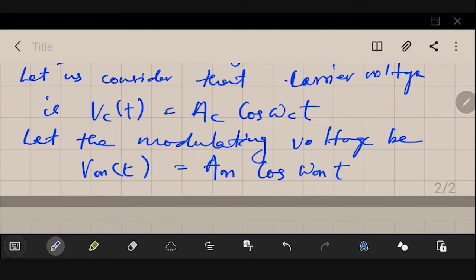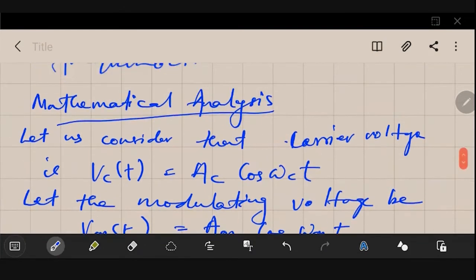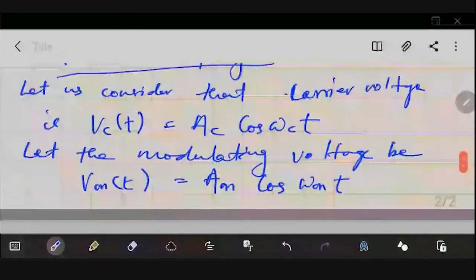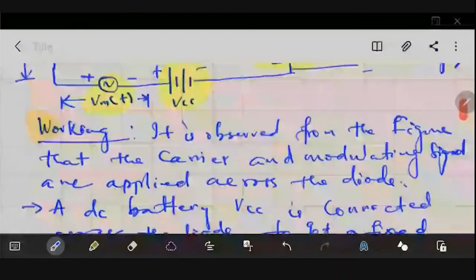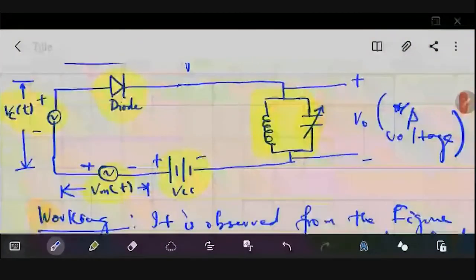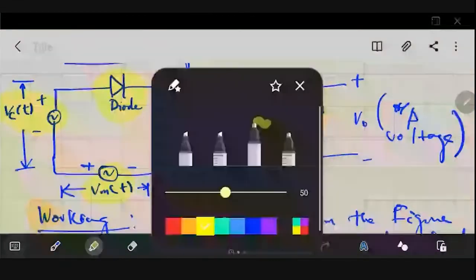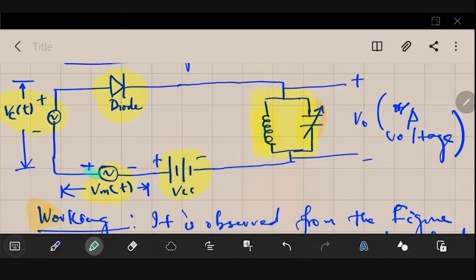So wait a minute. Before that, let us just see the circuit and try to understand what kind of voltage will be applied across the diode. If you could see the circuit, you could see that this Vm of t and this Vc of t are in series, so they will be added and applied to the diode.